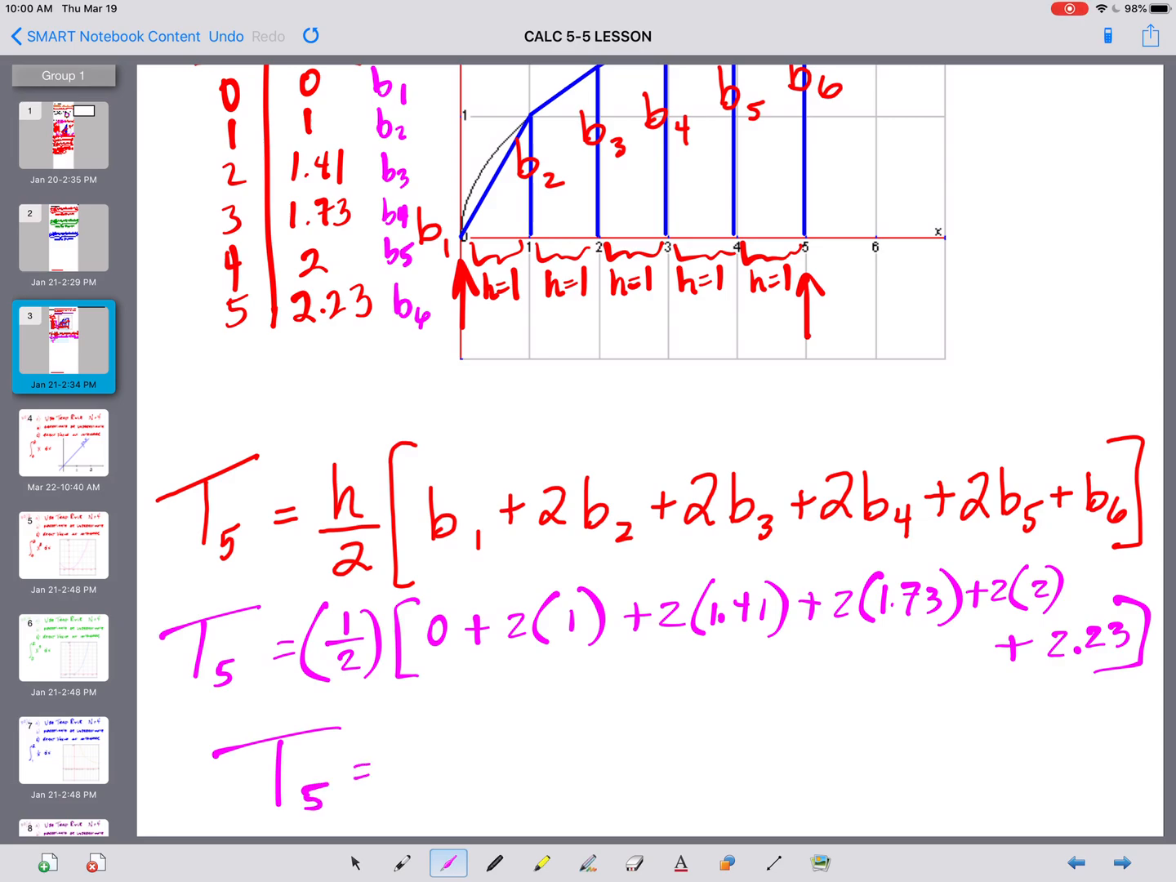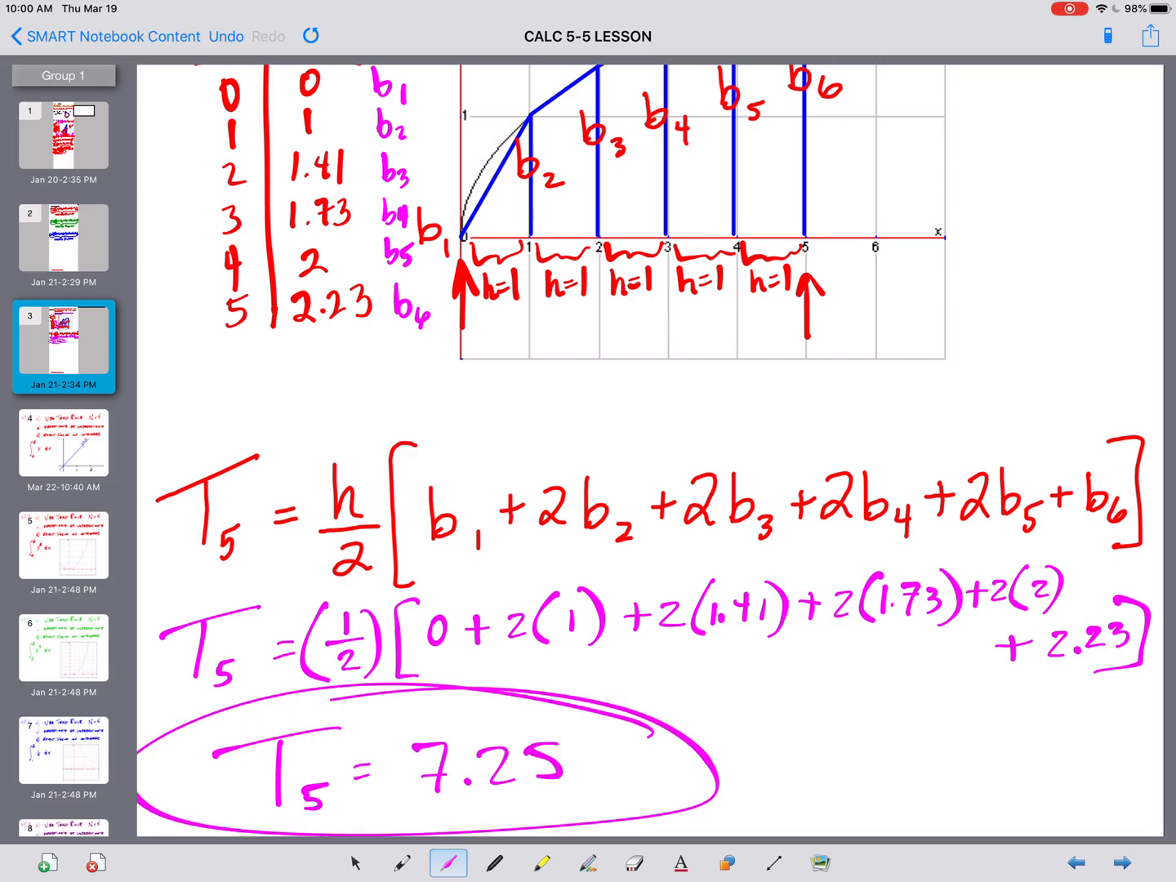Here it is, trapezoid rule with 5 trapezoids. Here we go. It's parenthesis 1 divided by 2, close it up. Parenthesis, we got 0 plus 2 times 1 plus 2 times 1.41. Good. Plus 2 times 1.73 plus 2 times 2 plus 2.23. Answer, boom, I got 7.25. Okay, that's the area under that curve.